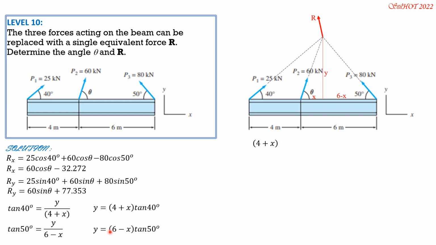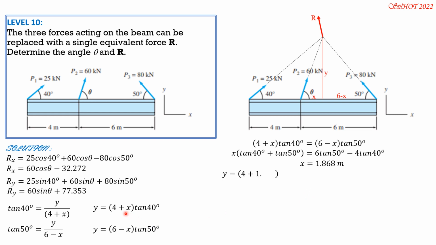So equating Y's, 4 plus X tangent of 40 equals 6 minus X tangent of 50 degrees. Factor out X: X quantity tangent of 40 degrees plus tangent of 50 degrees equals 6 tangent 50 minus 4 tangent 40. So we can now solve for X: 6 tangent 50 minus 4 tangent 40, all over quantity tangent 40 plus tangent 50. So X is 1.868 meters. Substitute in this equation to solve for Y: 4 plus 1.868 tangent 40. So Y is 4.924 meters.